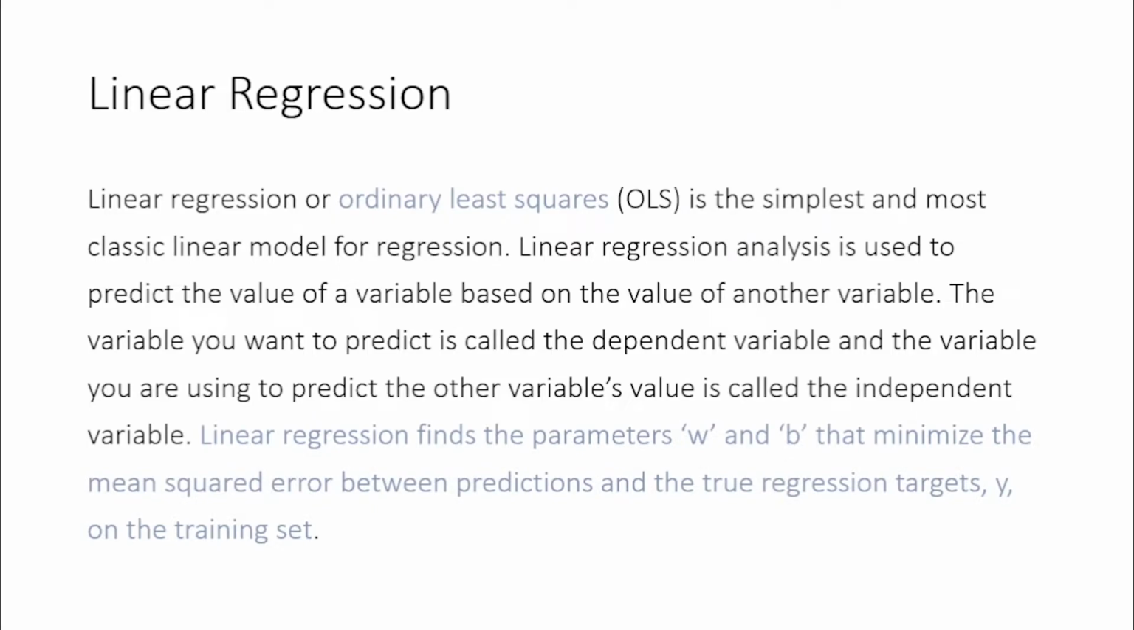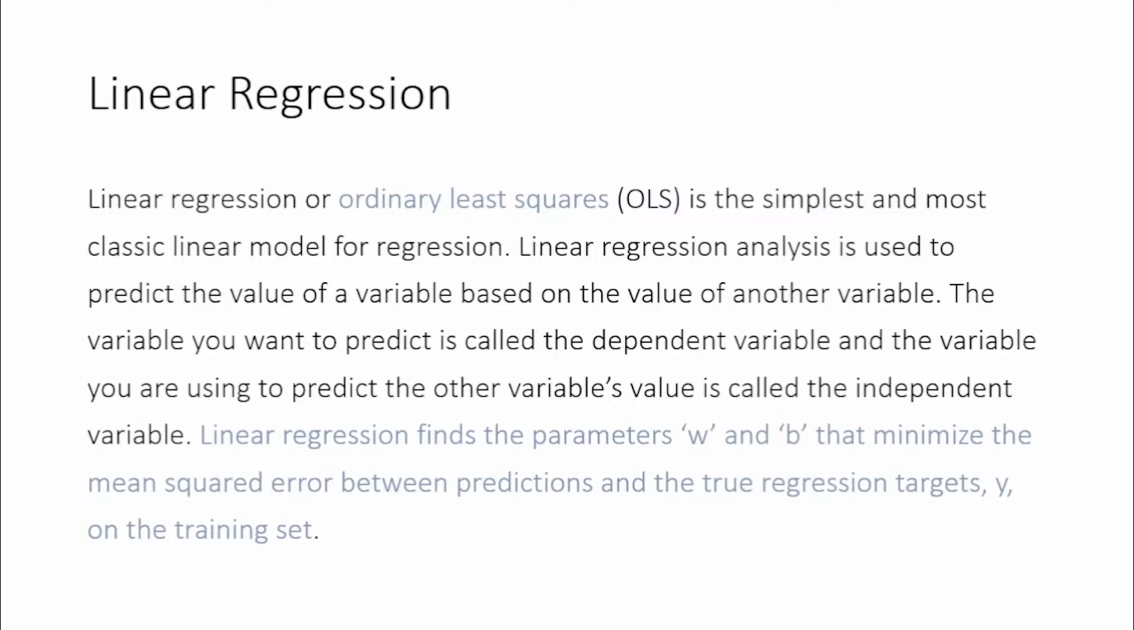So first we'll look at linear regression, which is one of the linear models used for regression problems. Linear regression, or ordinary least squares, is the simplest and most classic linear model for regression. Linear regression analysis is used to predict the value of a variable based on the value of another variable. The variable you want to predict is called the dependent variable, and the variable you are using to predict the other variable's value is called the independent variable.